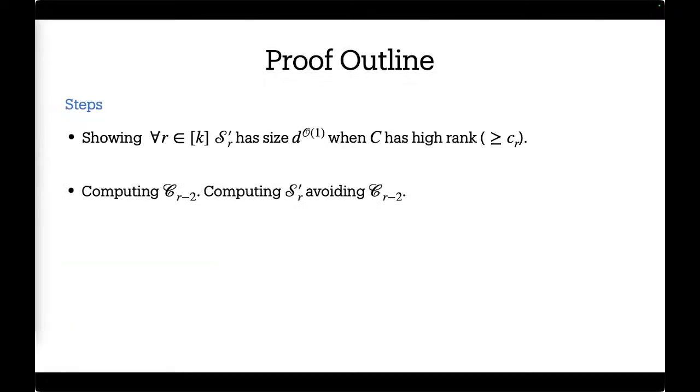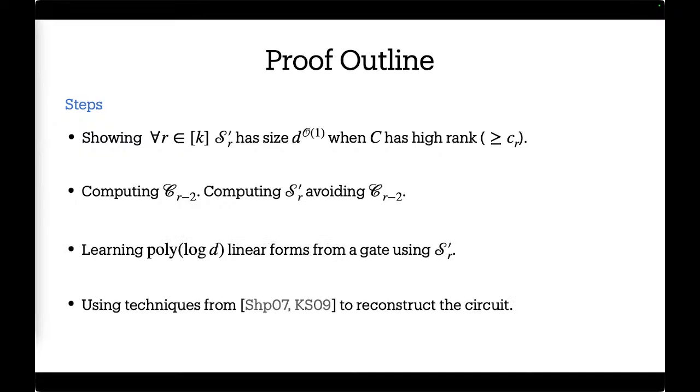And now our proof outline also changes. We just discussed that we were able to bound the SR prime when the circuit has high rank. But now, we will have to compute SR prime, and to compute SR prime, we'll need to avoid crashing spaces. So first we need to compute crashing spaces. And then, we also need to avoid these spaces while we are computing SR prime. And the rest of the two steps, learning the linear forms and then learning the entire circuit from few linear forms, pretty much are the same. I will not go into details of any of the steps. If you are interested in anything, come talk to me.